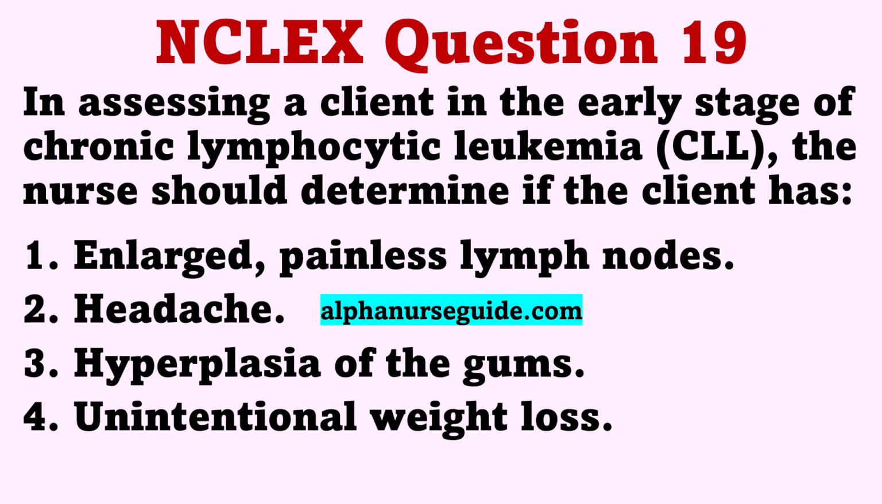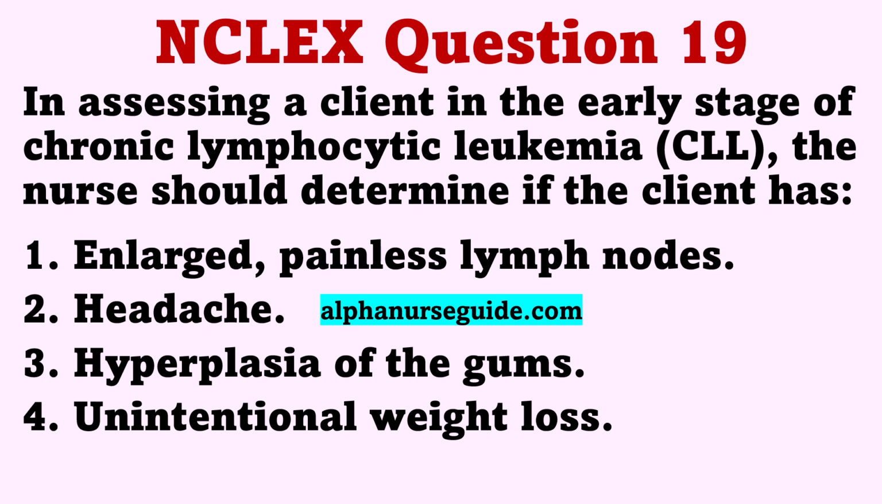In assessing a client in the early stage of chronic lymphocytic leukemia, the nurse should determine if the client has 1. Enlarged, painless lymph nodes. 2. Headache. 3. Hyperplasia of the gums. 4. Unintentional weight loss. The correct answer is 4.